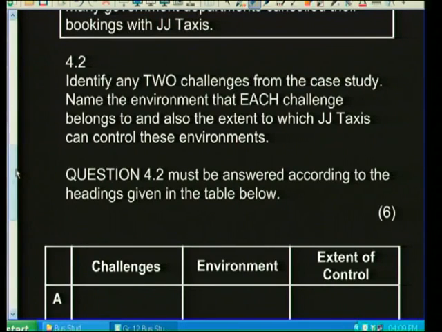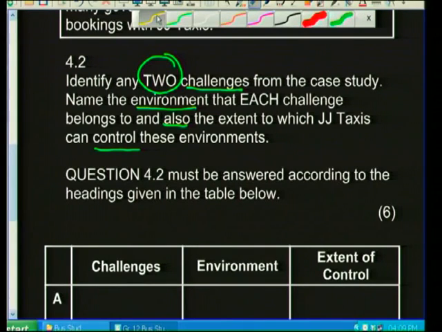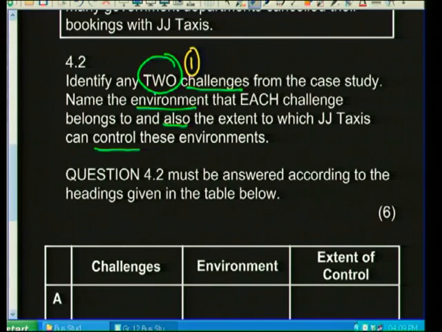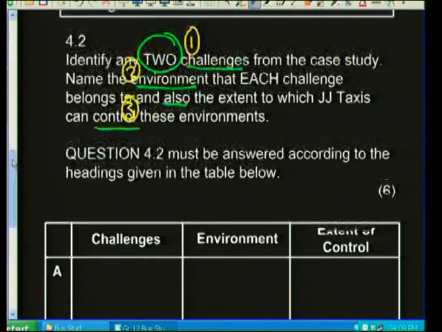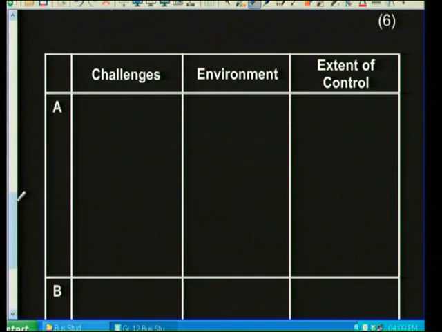Right, 4.2, identify any 2 challenges from the case study, name the environment that each challenge belongs to, and also the extent to which JJ Taxis can control these environments. So in other words, there are really 3 things they want us to do. 2 challenges we have to identify, name the environment, and thirdly, the extent of control. Now, in the question, they actually gave you the way in which they want this question to be answered. They've given you challenges, environment, and the extent of control. So we merely need to identify 2 challenges, look at which environment it falls within, and the extent of control. So let's immediately go and do that.